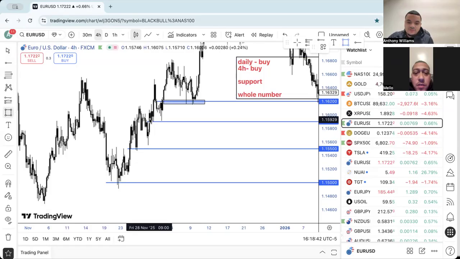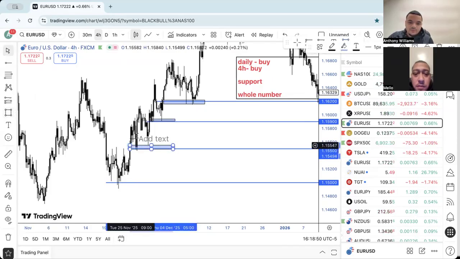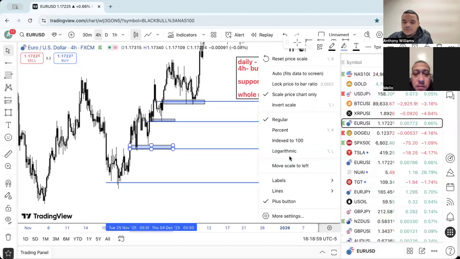If you missed it, I'm going backwards, but this is your support right here. One, two, three, and then this is your support. One, two, three, four. And then one, two, three. You can see all these candles. Does my candles being blacked out mess you up?